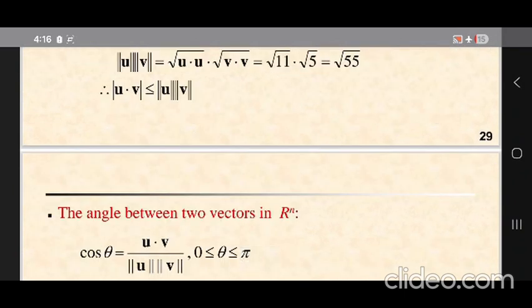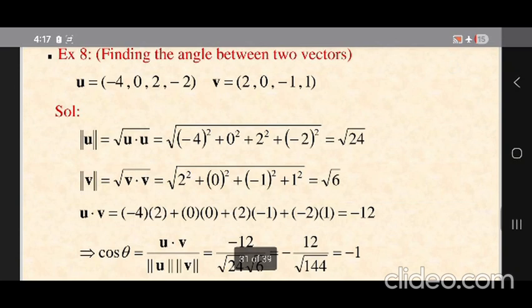The angle between two vectors: the formula is cos theta equals u dot v divided by norm u times norm v. Theta values range from 0 to pi. One example: find the angle between two vectors. Take two vectors u and v as given. The cos theta formula is u dot v divided by norm u norm v.